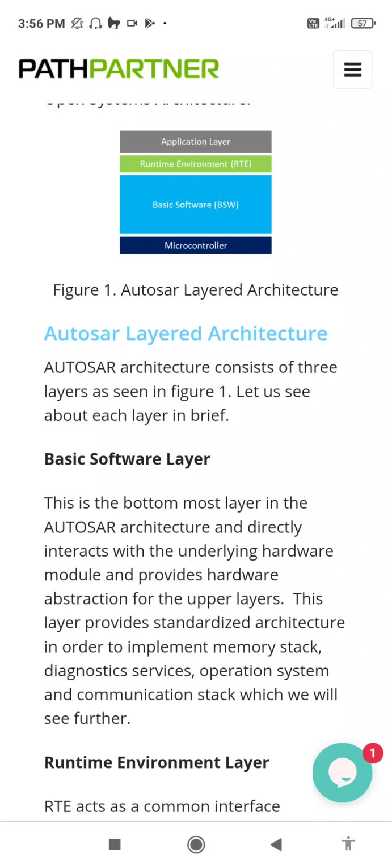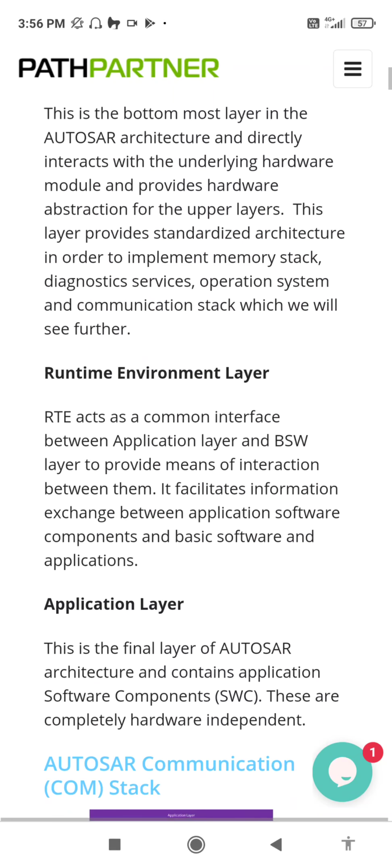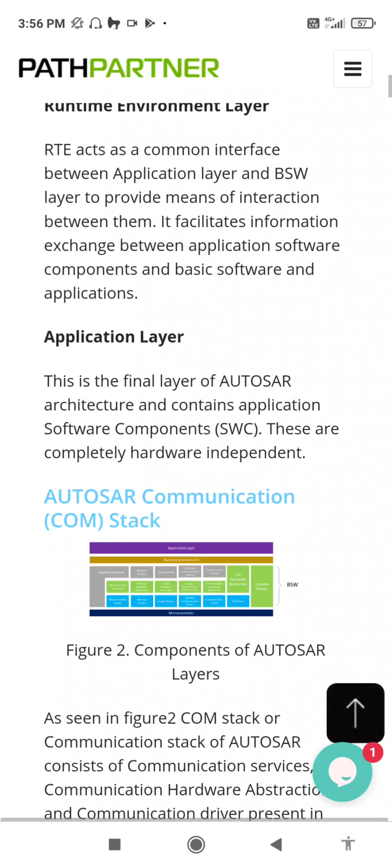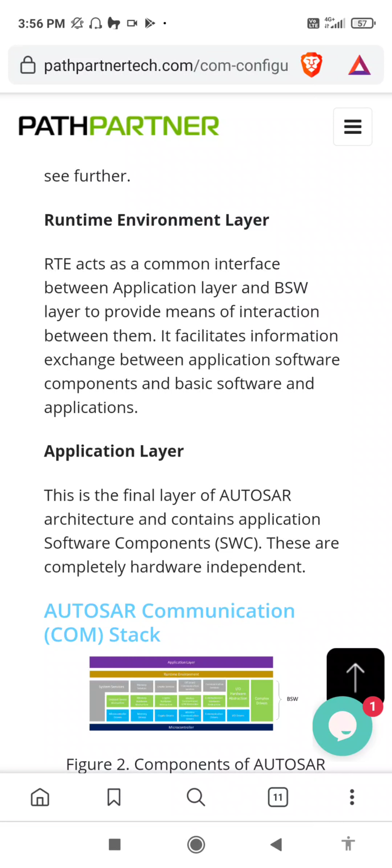This layer provides standardized architecture in order to implement memory stack, diagnostics services, operating system and communication stack, which we will see further. Runtime environment layer. RTE acts as a common interface between application layer and BSW layer to provide means of interaction between them. It facilitates information exchange between application software components and basic software and applications.